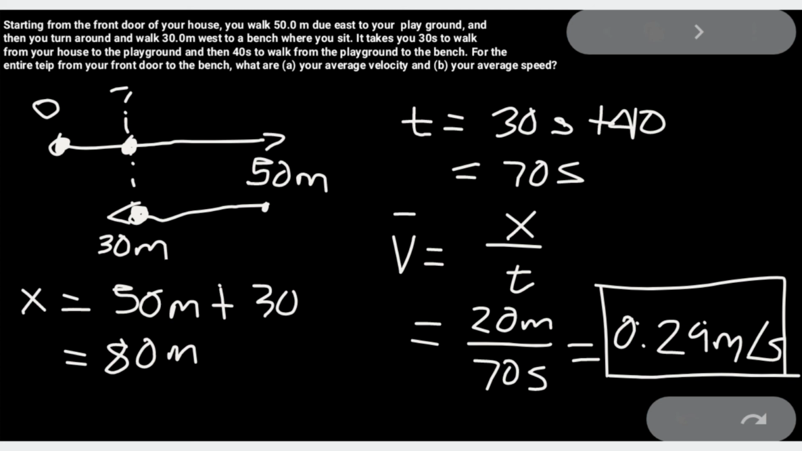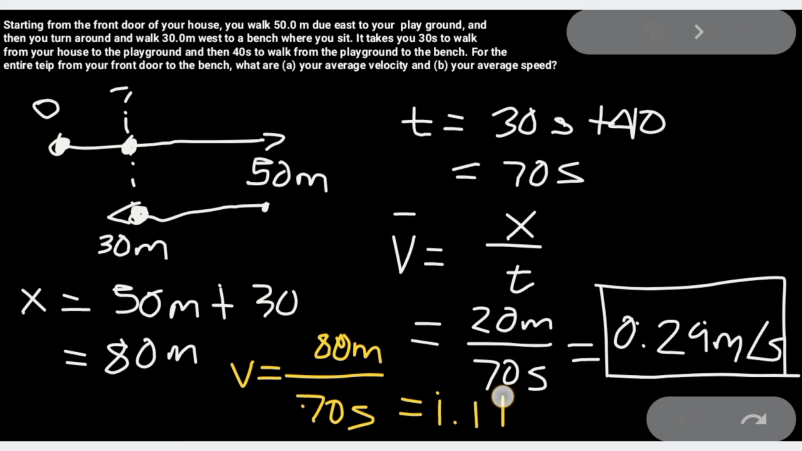So using this, we have the same time. We can now solve for the average speed. The average speed is the distance over time, which is 80 meter divided by 70 seconds. We have now 80 divided by 70 is equal to 1.14 meter per second. So that is the average speed.